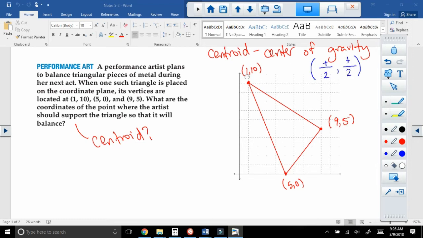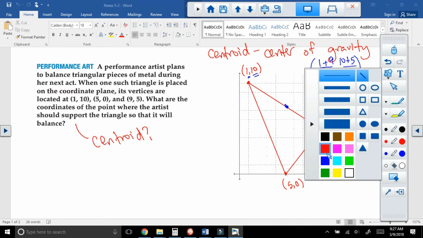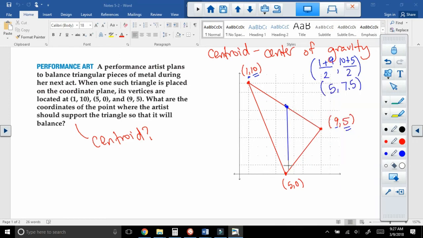So in this case, the two x values are 1 and 9. So add those up, you get 10, and divide it by 2, you get 5. The two y values are 10 and 5. So when you add those up, you get 15. Divide that by 2, you get 7.5. So this point here will be at 5, 7.5. Then I can take that point and connect it with the opposite vertex. This is one of the medians.